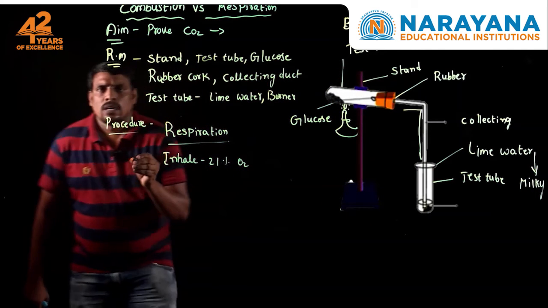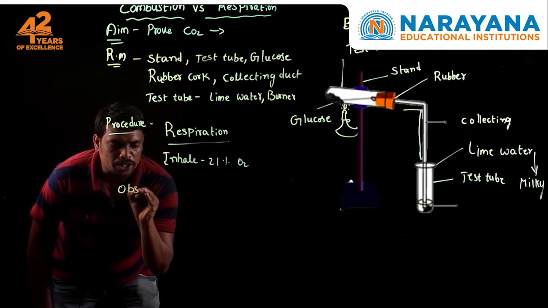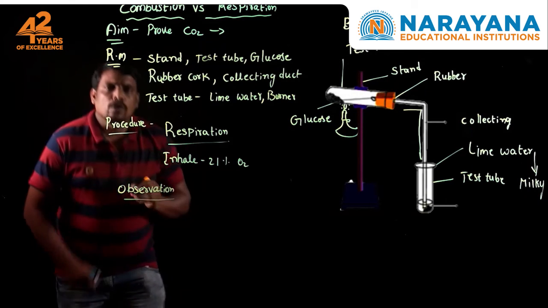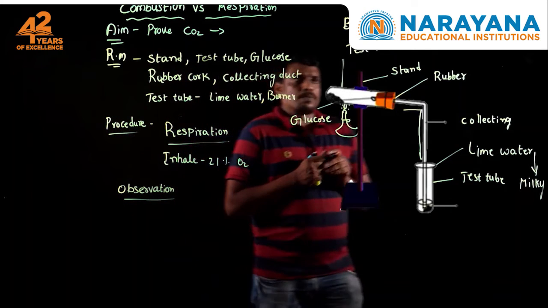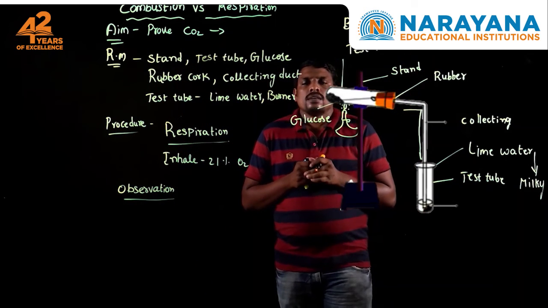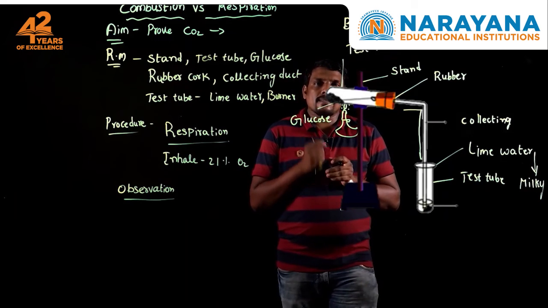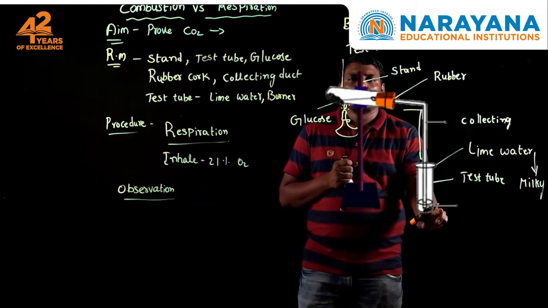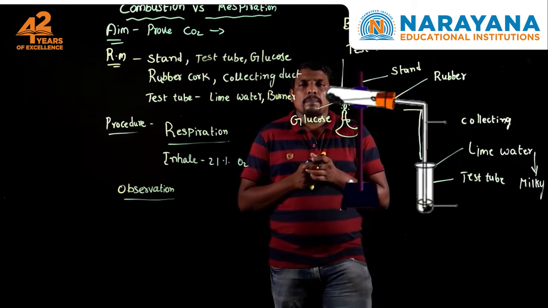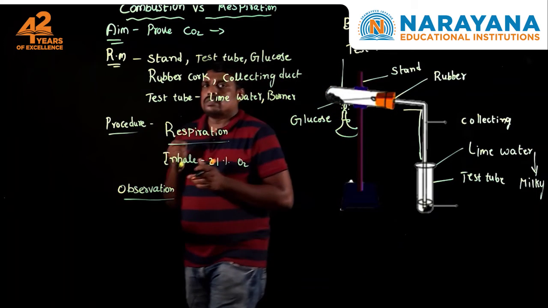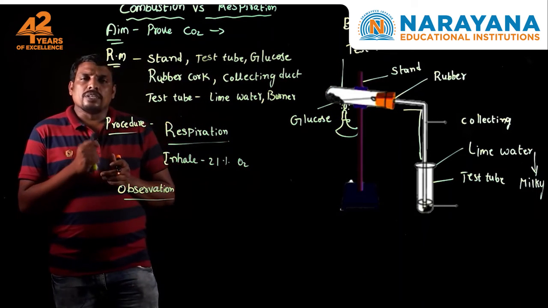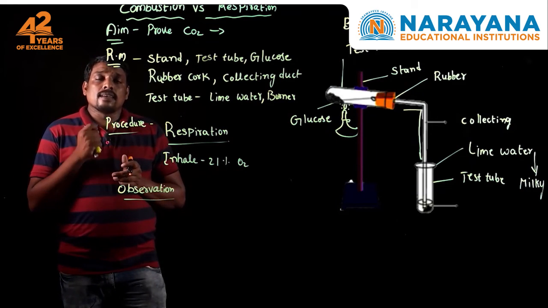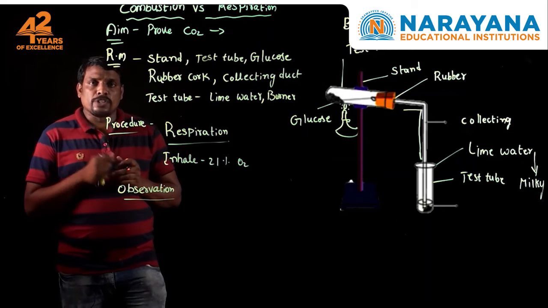Now, in this experiment, what are your observations? Observation number 1: when glucose burns, it produces a black color smog or gas. This gas, with the help of the collecting tube, enters the test tube and reacts with the lime water. By reacting with lime water, this gas converts the lime water into a milky white precipitate, which indicates that the gas is carbon dioxide. That is your observation.